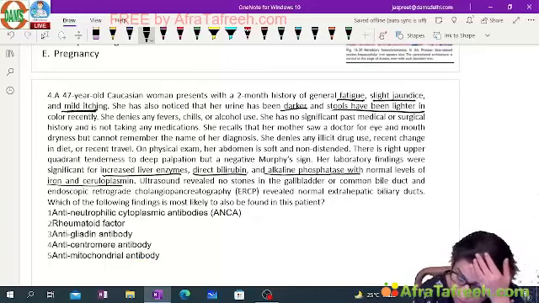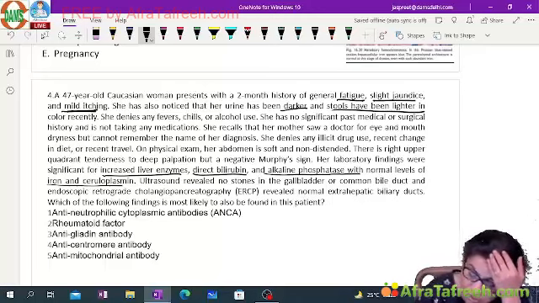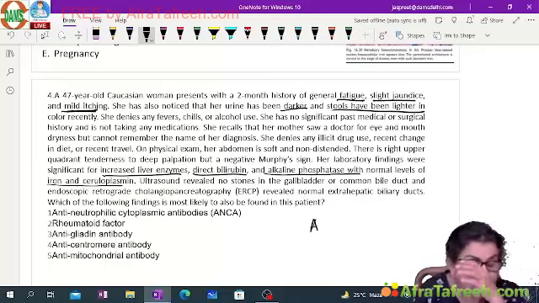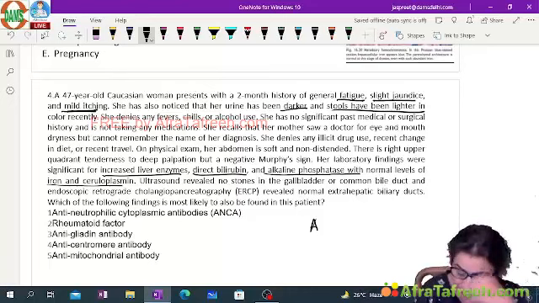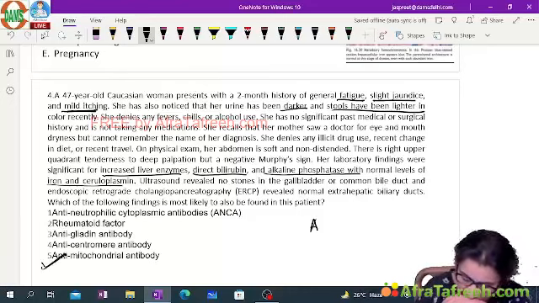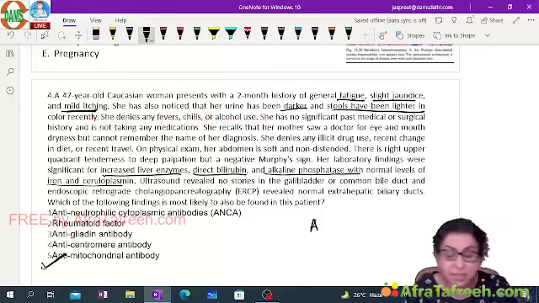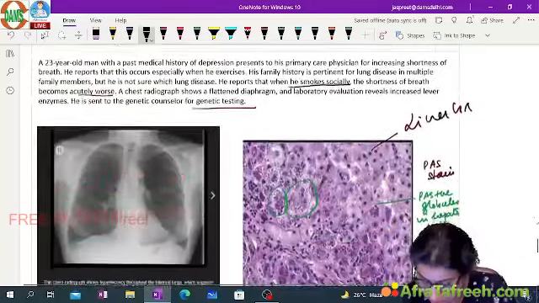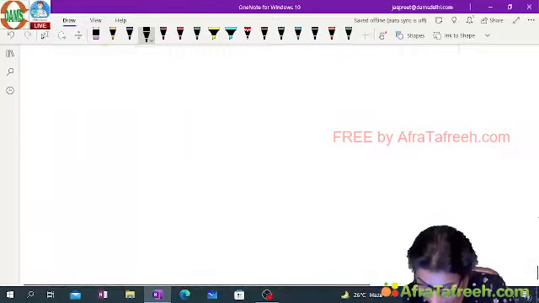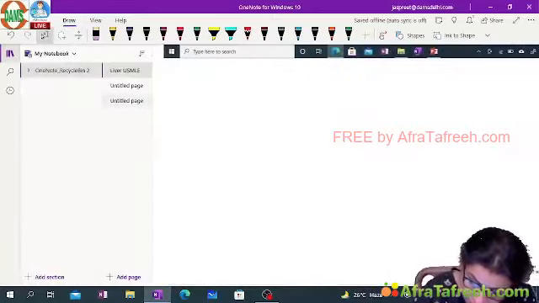Ultrasound revealed no stones in the gallbladder or common bile duct, and ERCP revealed a normal extrahepatic biliary tract. Yes, this is the history of autoimmune disease, that is primary. So this is a disease of primary biliary cholangitis. So the answer is anti-mitochondrial antibody. So all of you are right. Okay, this we have seen. So this is about the liver.